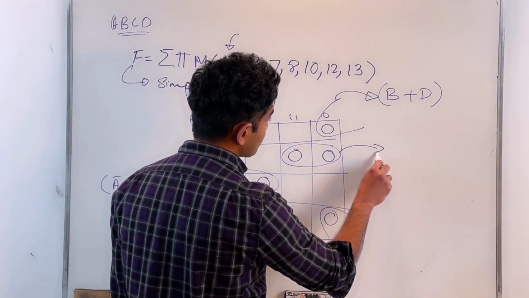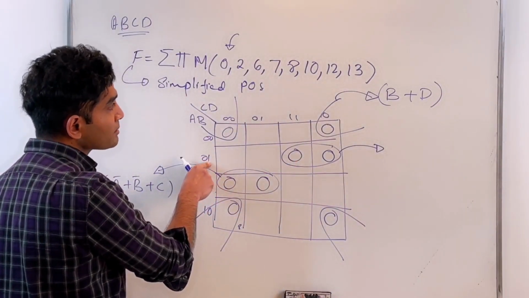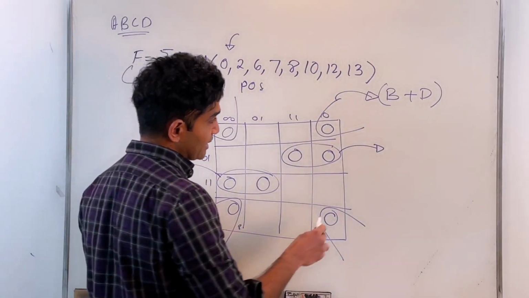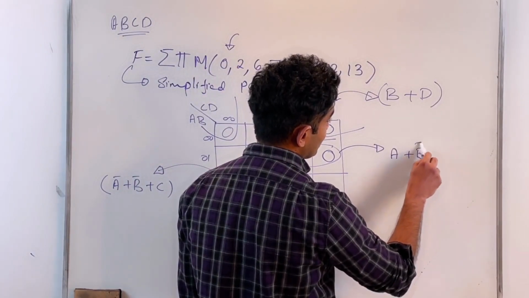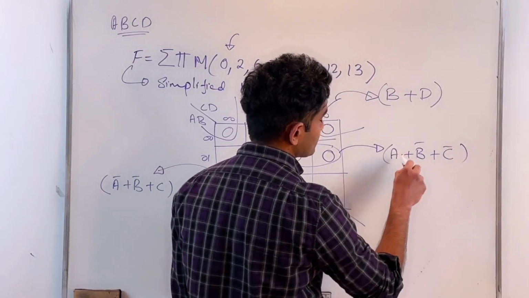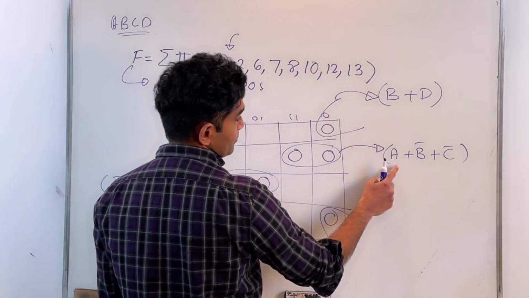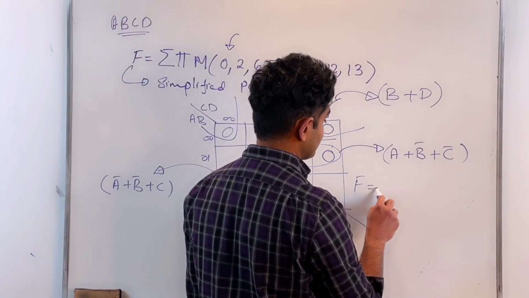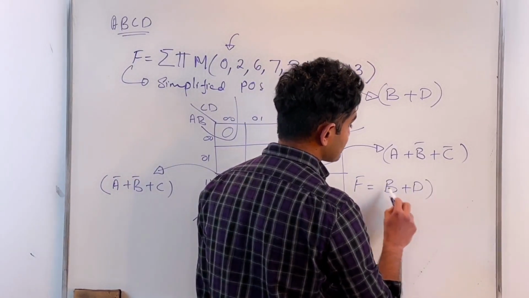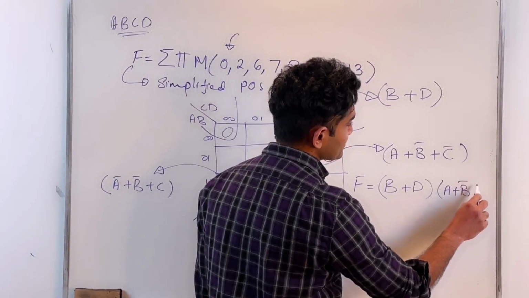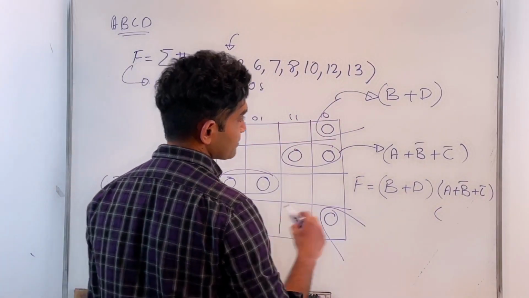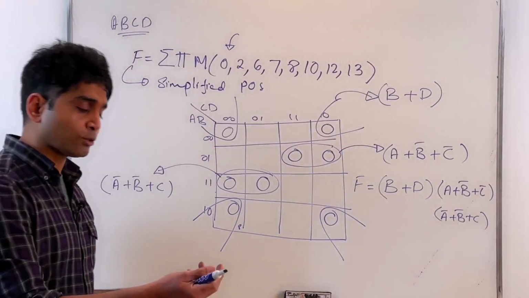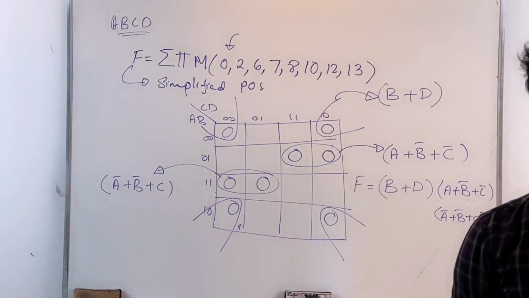The product term corresponding to this combination would be A prime B C, right? A prime B C, and applying De Morgan's theorem on that, inverting that, A plus B prime plus C prime, right? This is basically the inverted version of A prime B C. So my function now is expressed directly in the form of the product of sums expression as B plus D times A plus B prime plus C prime times A prime plus B prime plus C. That's it. So that's how you would combine zeros and obtain functions as product of sums expressions.